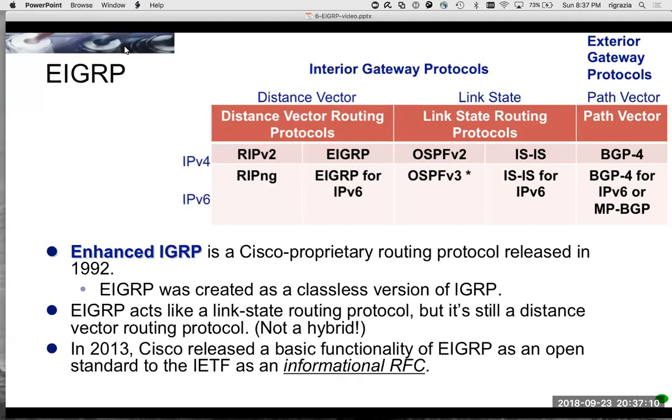In 2013, Cisco released an informational RFC for EIGRP, and that means that it is available for other vendors to adapt the protocol for their equipment. However, Cisco retains the technical rights to the protocol, meaning they're the only ones that can make any enhancements and that sort of thing. So Cisco actually controls and still continues to maintain control over EIGRP.